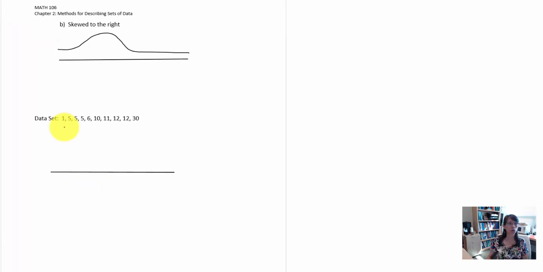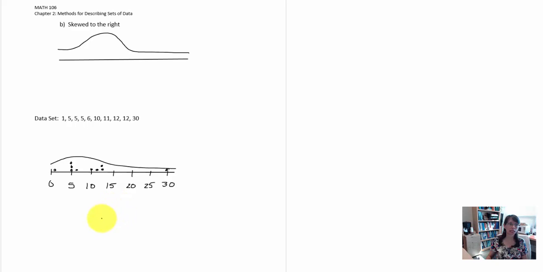Our numbers range from 1 to 30, so I'll count by fives. So we'll plot each data value, and I notice 5 appears 3 times, so I'll stack 3 dots. 12 appears twice, so we'll stack that. And finally 30. Now we'll draw a smooth curve over these measurements, and we can see how the longer tail appears on the right, so we would expect this data set to be skewed to the right.